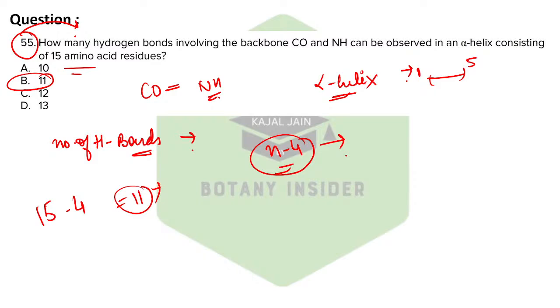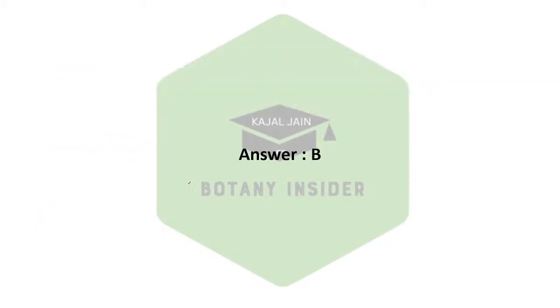If an alpha helix is given to you, you just have to put the formula of n minus 4, that is 15 minus 4, which is 11, right? That's why B is the correct answer for this particular question. Easy and simple. Is the question clear to everyone? Yes, the n minus 4 formula needs to be applied over here. Remember about this, right?